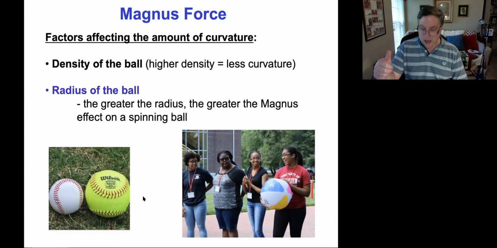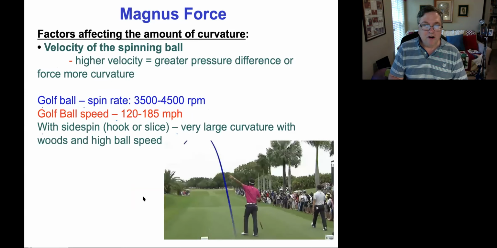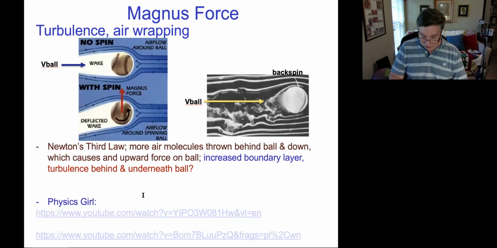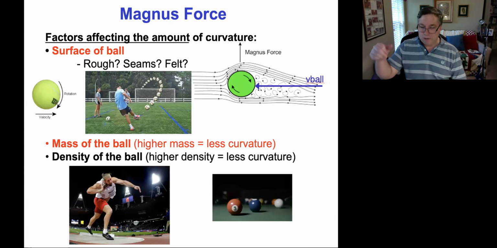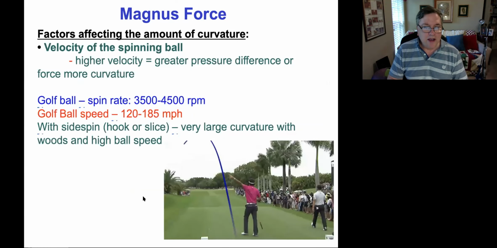The smaller the density, the greater the amount of curvature. The rougher the surface, the greater the amount of curvature. The less mass there is in the ball or object, the less dense it is, the greater the amount of curvature.